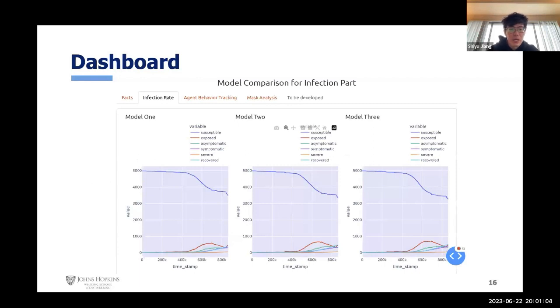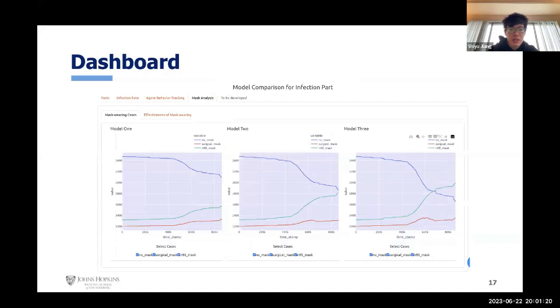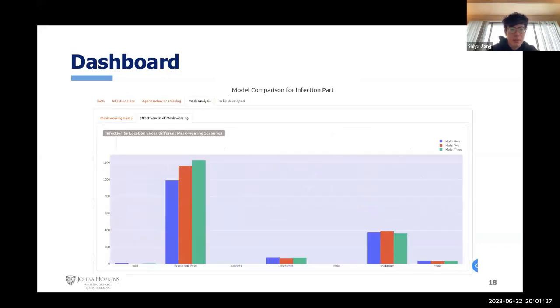So here is the first one, I think it is the infection rate. We are comparing their infection rate based on that, just like what we have seen in the previous slides, some visualization part. And this is also something we have already seen, the intention of mask wearing. And also we are comparing the effectiveness of mask wearing. Yeah, it's similar to what we already saw in the previous figures.